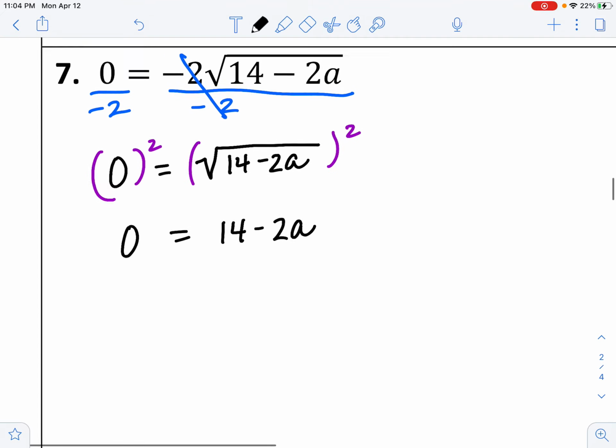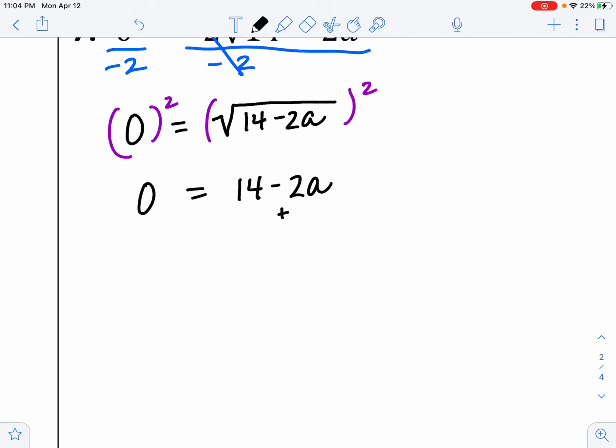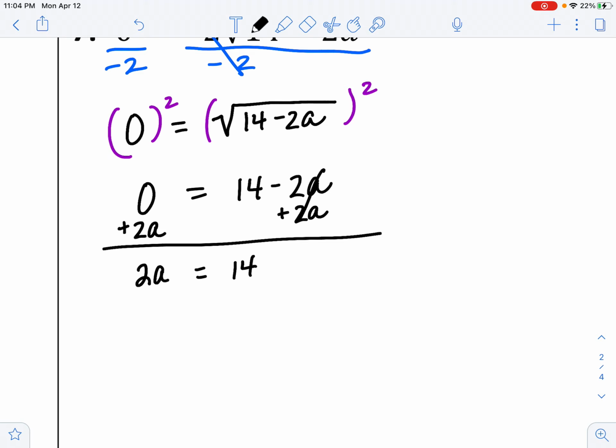Then we want to solve for a, so I'm going to add 2a to both sides. 0 plus 2a is 2a. So 2a equals 14, and then this is 0. So then just divide both sides by 2 to get a equals 7.